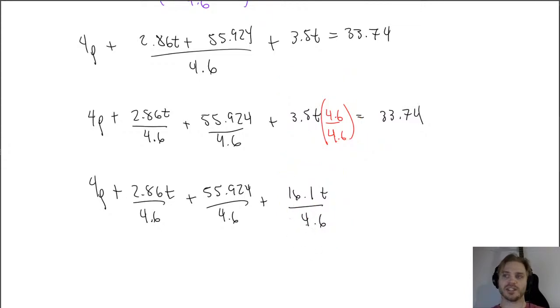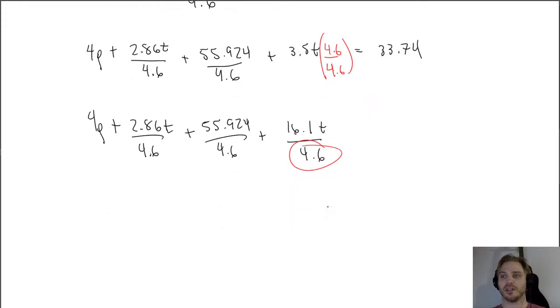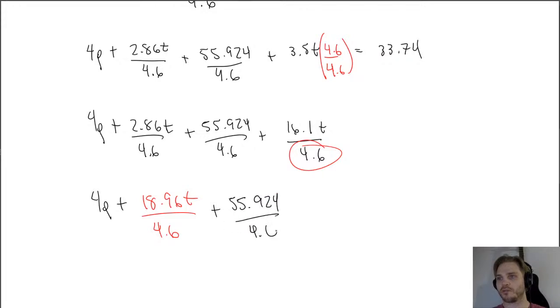I just did that, so now I've got a common denominator here. I can add this to this. And then, what should we get? So we'll get 4p plus 2.86 plus 16.1 is 18.96 over 4.6. And then we're going to add back the 55.924 over 4.6.